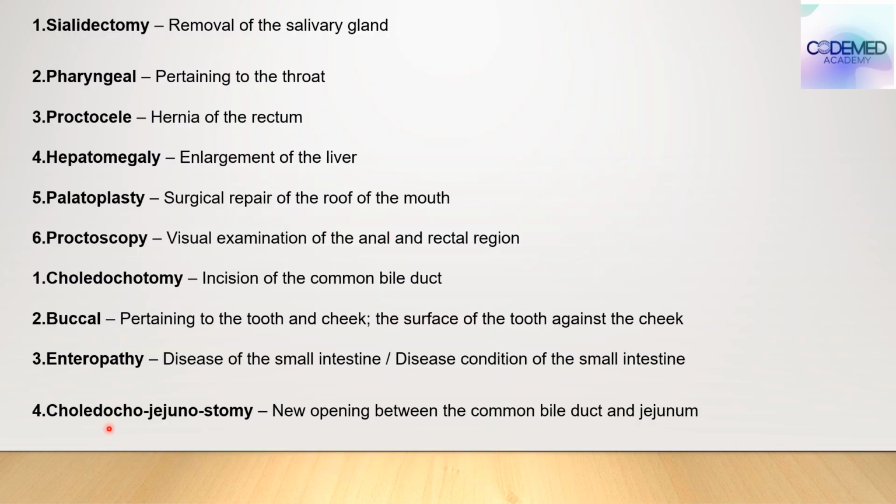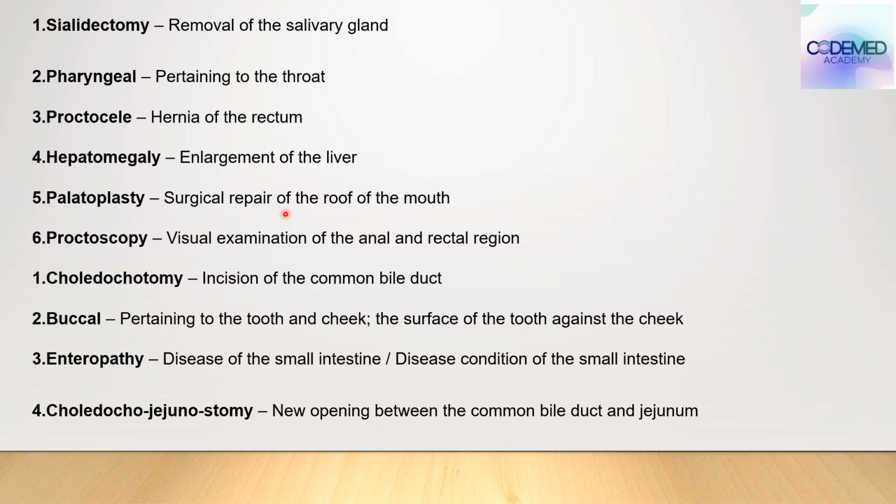So here I have given the list of the medical terminology that we will be using in this chapter. So you must know the meaning. Sialadenectomy is nothing but the removal of the salivary gland. See, when we use the word ectomy, it is removal, and sialo, as we have seen, is the salivary gland. Pharyngeal is pertaining to the throat. Proctocele is nothing but the hernia of the rectum. Hepatomegaly, megaly is increase. Cardiomegaly is increase in the size of the heart. So hepato is the liver, which we have seen on the previous page.